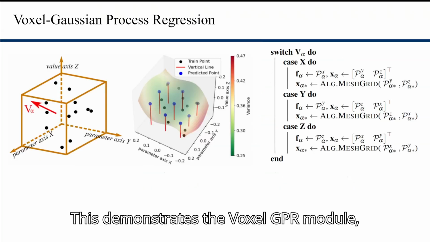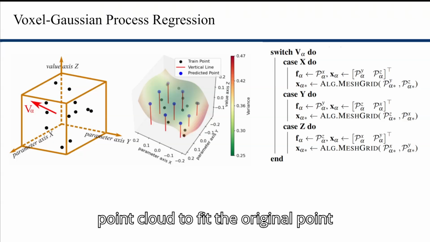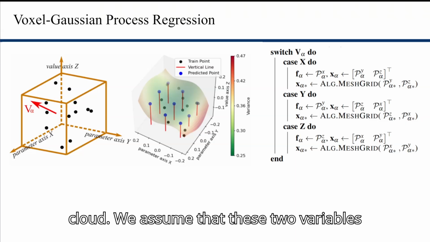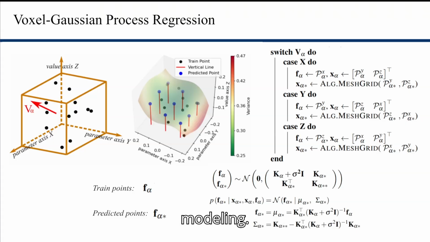This demonstrates the voxel GPR module, where we predict a uniform distribution point cloud to fit the original point cloud. We assume that these two variables share the same distribution, utilizing Gaussian processes for point cloud modeling.